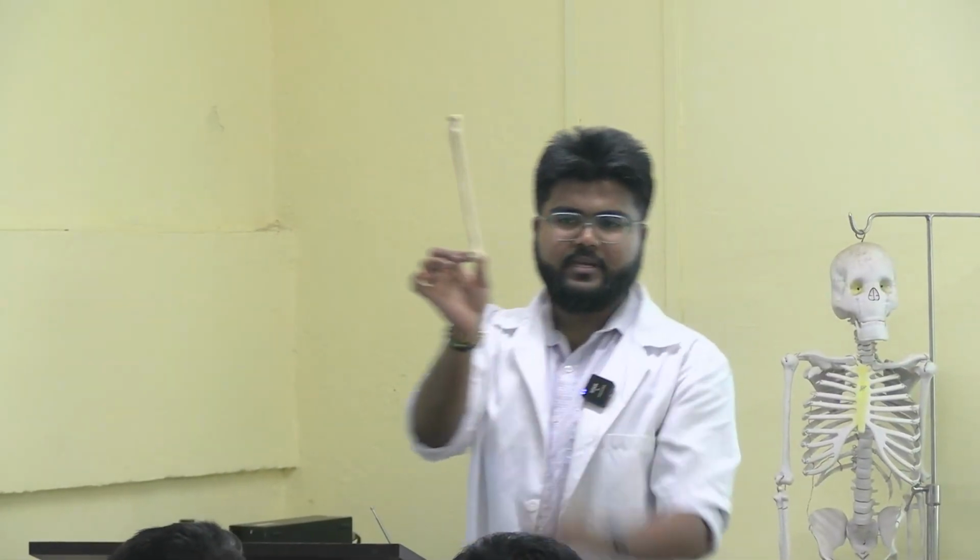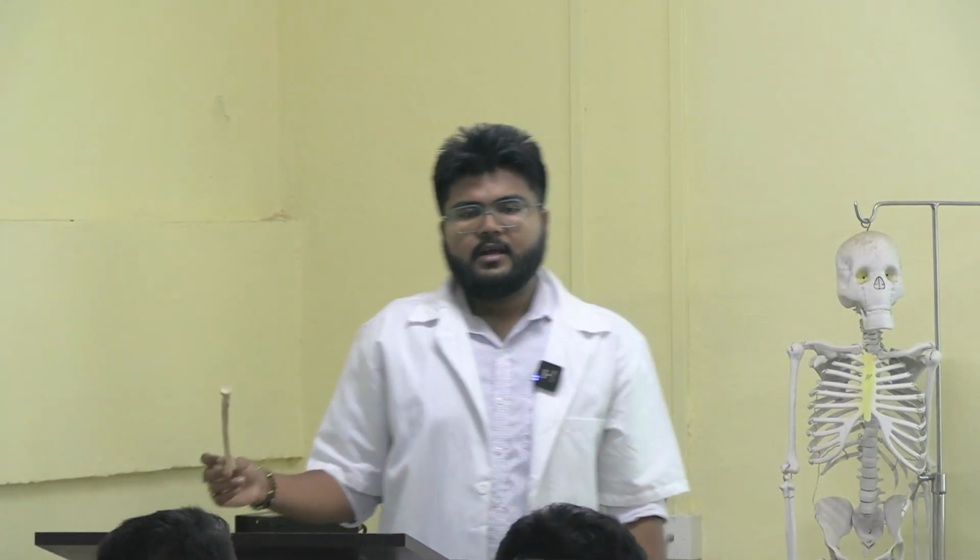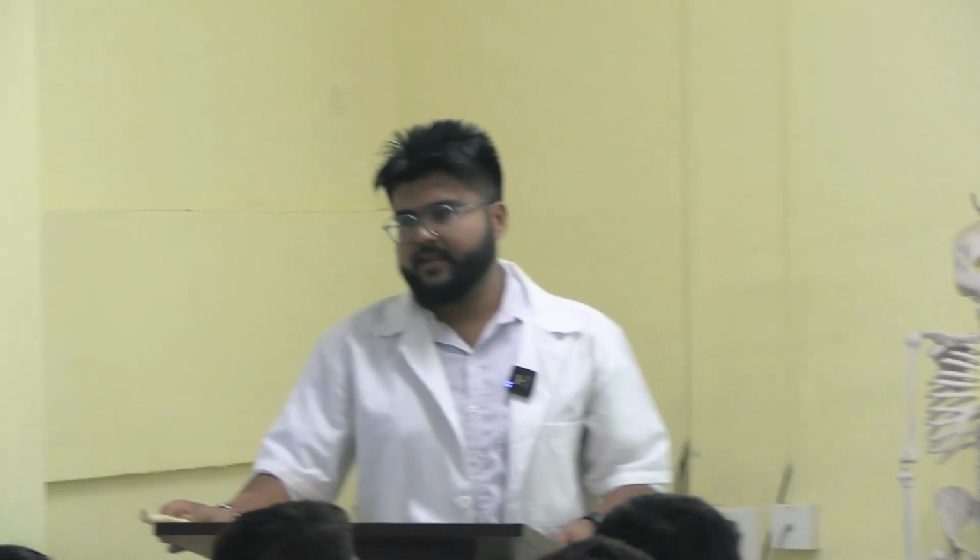In the medial surface you can see one notch is present. This is called your ulnar notch of radius. Here your ulnar bone articulates and forms the inferior radioulnar joint. So this is called your ulnar notch of radius.